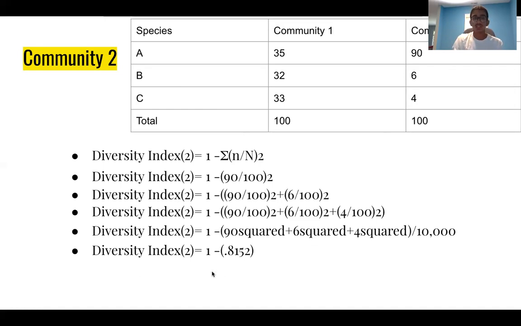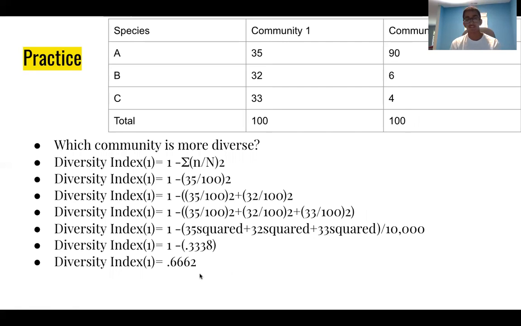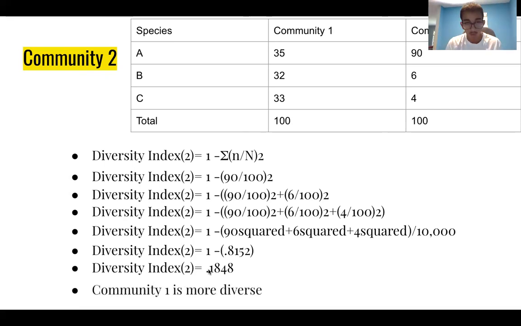As we can see, before we had a diversity index of 0.6662, and this one is 0.1848. So we can conclude that community 1 is more diverse.